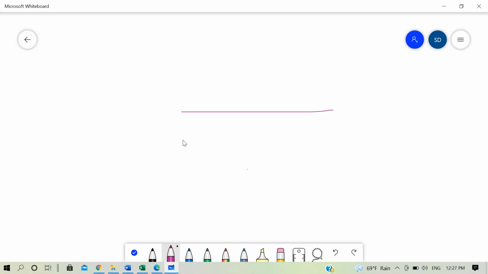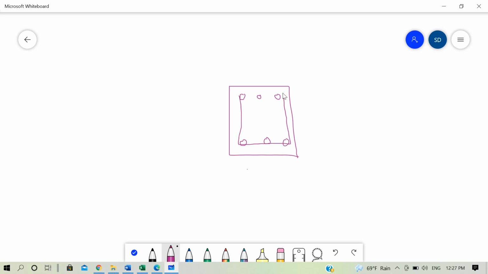Suppose this is the section of a beam or slab, whatever you may say. Let me erase this and draw the section of a beam. Suppose this is the section of a beam and we have reinforcement in the upper side, these three rebars, and reinforcement in the lower side, these three rebars.